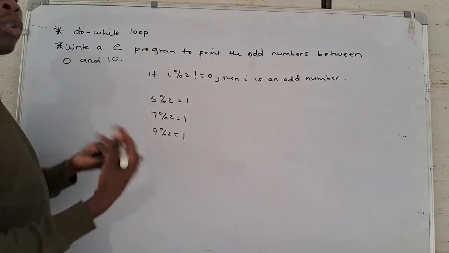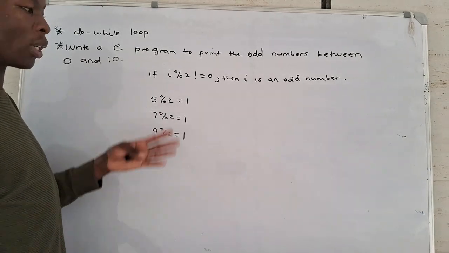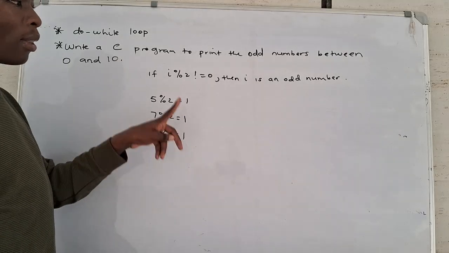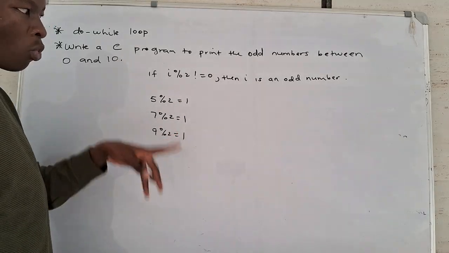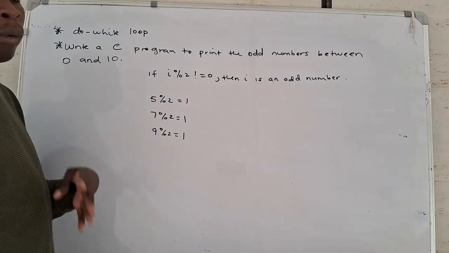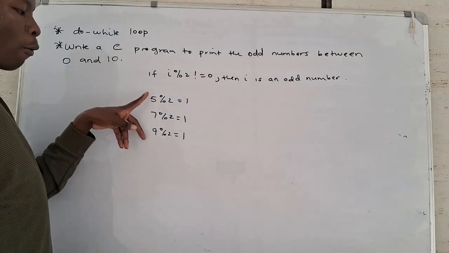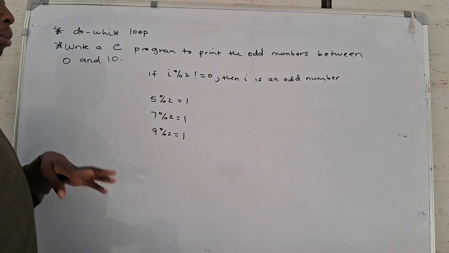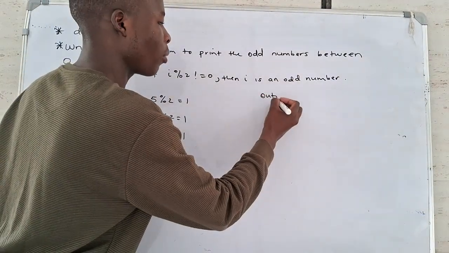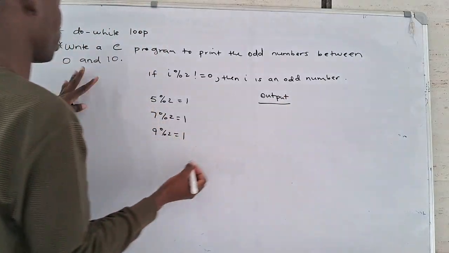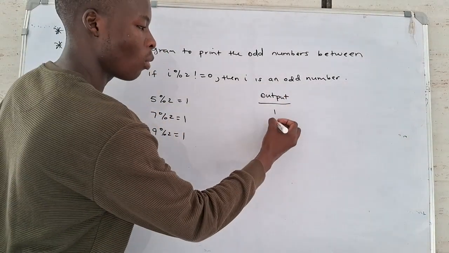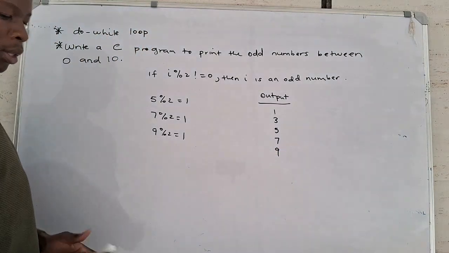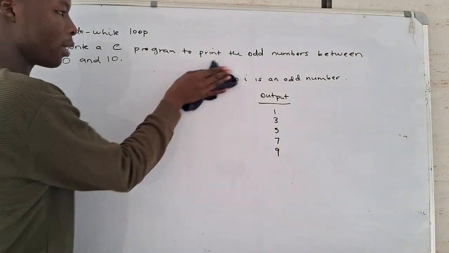Simple. This modulo sign is going to retain the remainder. And this remainder in this case is 1, which is not 0. Therefore, 5, 7, and 9 are odd numbers. So I would like to write a program to print the odd numbers between 0 and 10. We know the output: 1, 3, 5, 7, 9. Let's write the program now.